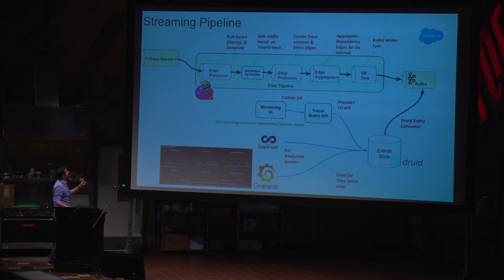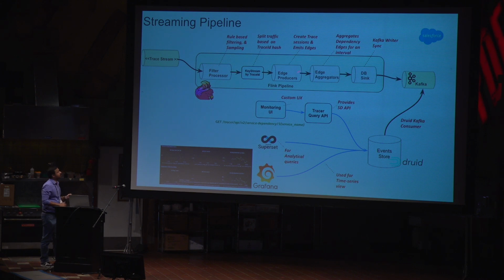This is kind of the pipeline we've ended up creating for enabling service dependency flow, wherein we have a collection of trace streams coming in. We had a Flink infrastructure that we maintained with a set of our own custom operators. We initially would filter all the traces. We would sample them, split the trace by different trace IDs, and then we have these edge producers which will keep a trace session alive for a certain period of time, and then would emit edges, which is the most important thing here, right? And as it emits edges, they are in the most granular form.